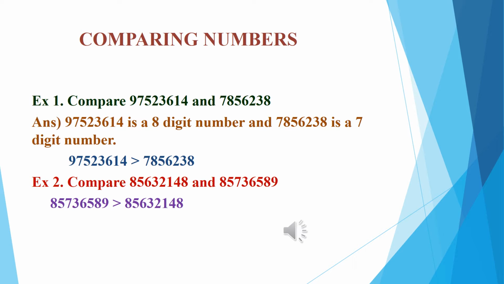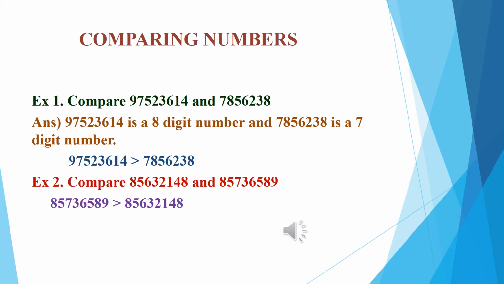Compare 97523614 and 78562238. If we observe, the first number, that is 97523614, is an 8-digit number, whereas the second number, that is 78562238, is a 7-digit number. And we all know that always the 8-digit number will be greater than the 7-digit number.